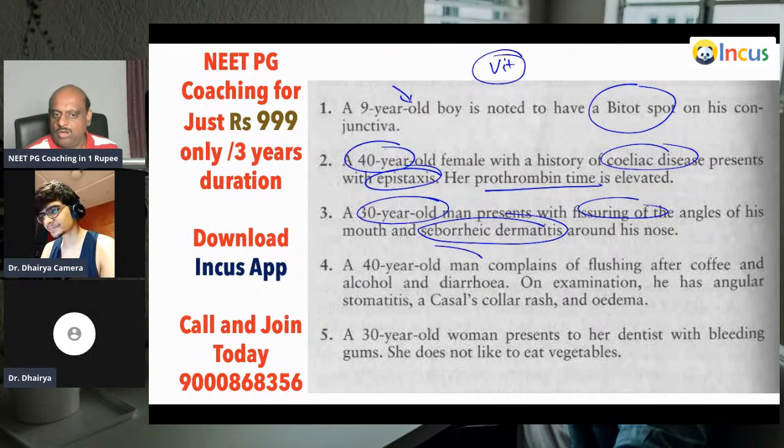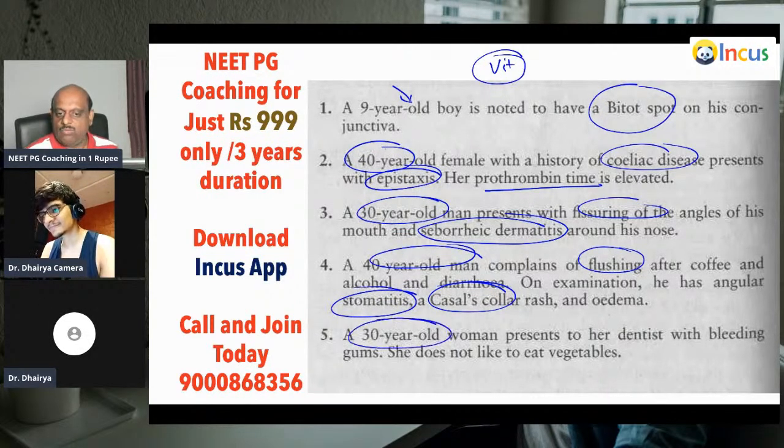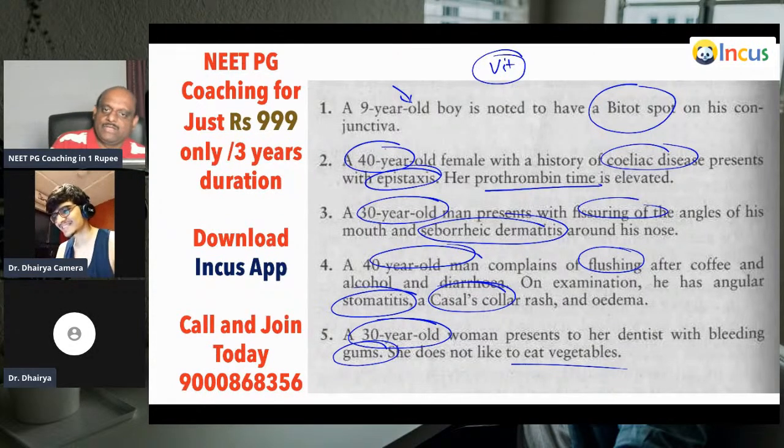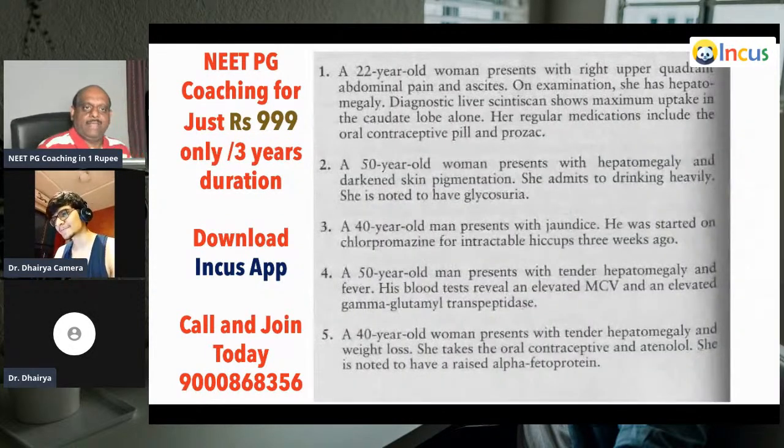And the 40-year-old man, flushing after coffee, Casal's rash, angular stomatitis, niacin deficiency, pellagra. And 30-year-old woman, bleeding gums, doesn't want to eat any vegetables. Vitamin C deficiency. Absolutely. So these are the common things to be remembered.